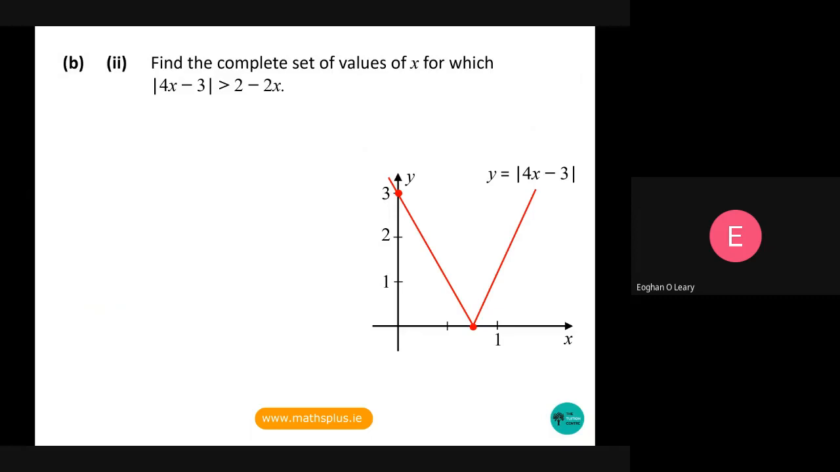Okay, so what have we got here? Well, we have our V-shaped modulus graph. We have a linear y is equal to 2 minus 2x. And we're going to ask ourselves, where is the modulus of 4x minus 3 greater than 2 minus 2x? So basically, making it simple, that's saying to us, where is the red function above the blue function for any particular value of x?